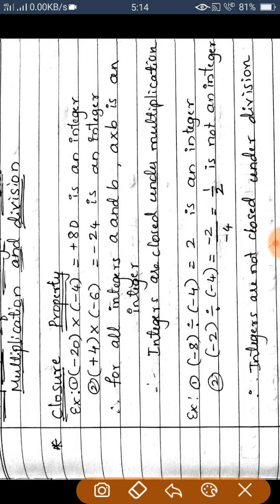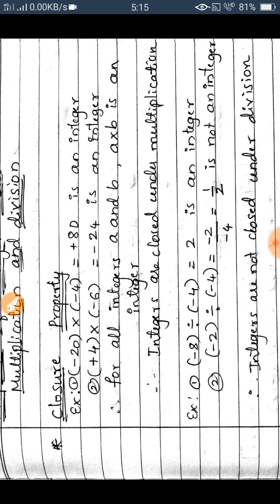Example number 1, by multiplication. Minus 20 into minus 4 gives, we know the rule of multiplication: first multiply the numerals and then multiply the signs. 20 into 4 is 80, minus into minus is plus, so plus 80 is an integer here. Then the second example: plus 4 into minus 6. 4 sixes are 24, one is plus, one is negative, so it is negative, an integer itself.